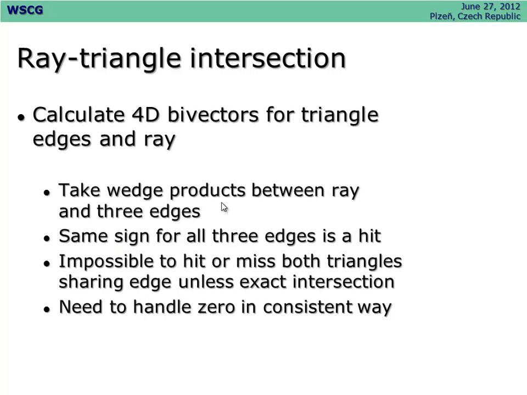And that can be handled in a consistent way using some tricks with just saying if the product is zero, then perhaps it'll belong to this triangle if the index of the first vertex on that edge is less than the index of the second vertex. So just choose some rule for determining which triangle that belongs to. It's not going to come up very often anyway because of floating point round-off error. So anyway, this makes ray tracing triangles a bit more elegant and gets rid of the need for epsilons, because if a ray hits the triangle, then you're going to get the same sign when you take the product with all three of the edges.